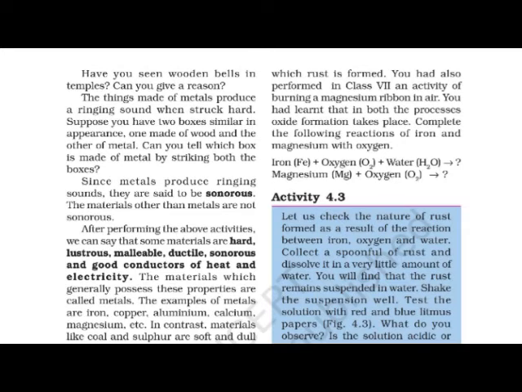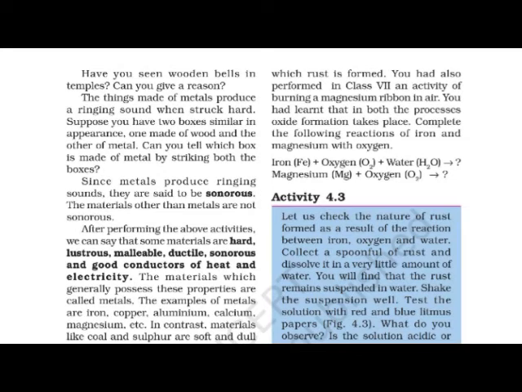Whenever we go to a temple, the bells available there are made of metal, not of wood or plastic. Do you know the reason behind it? The sound produced by metal is very different from that of a bell made of plastic or wood. So what's the reason? We are going to discuss it in detail. Things made of metals produce a ringing sound when struck hard. If the bell is made of metal, then it produces a ringing sound.